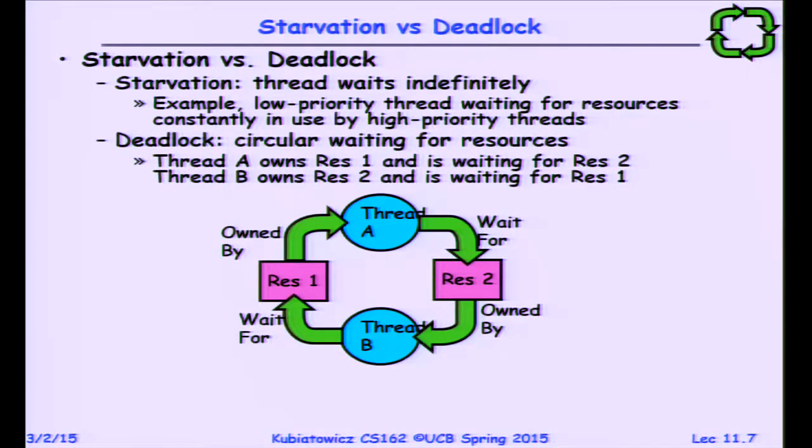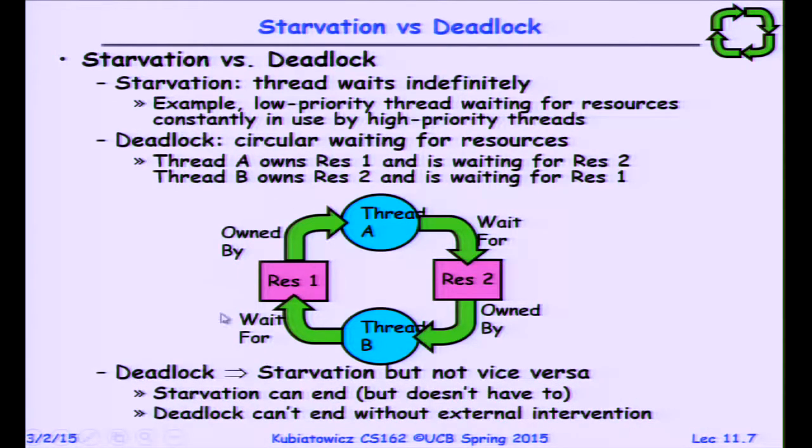Here's a situation where clearly I changed fonts and things are no longer centered, but other than that, thread A owns resource 1 and is waiting for resource 2. Thread B owns resource 2 and is waiting for resource 1, and you're basically never going to resolve. This is a deadlock. Deadlocks you can typically recognize mathematically by putting together the graph of resource dependencies and finding a cycle. Is that clear to everybody? So deadlock is a type of starvation, not the other way around. And livelock is a type of starvation.